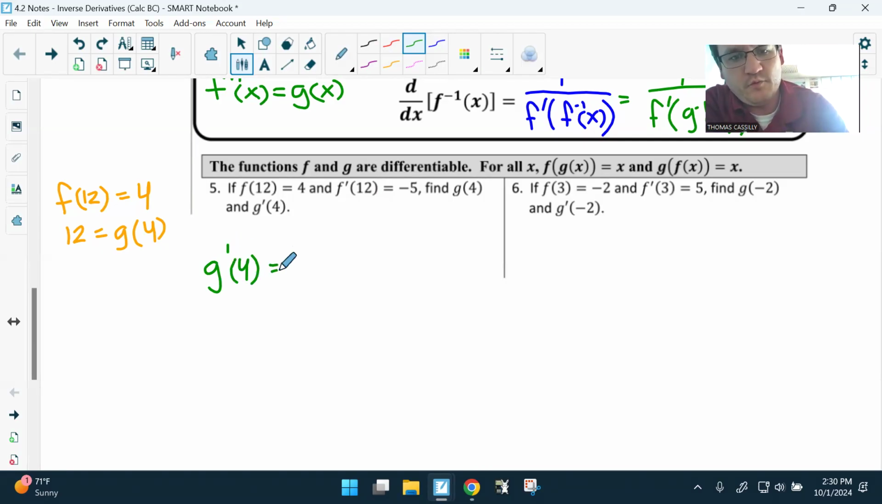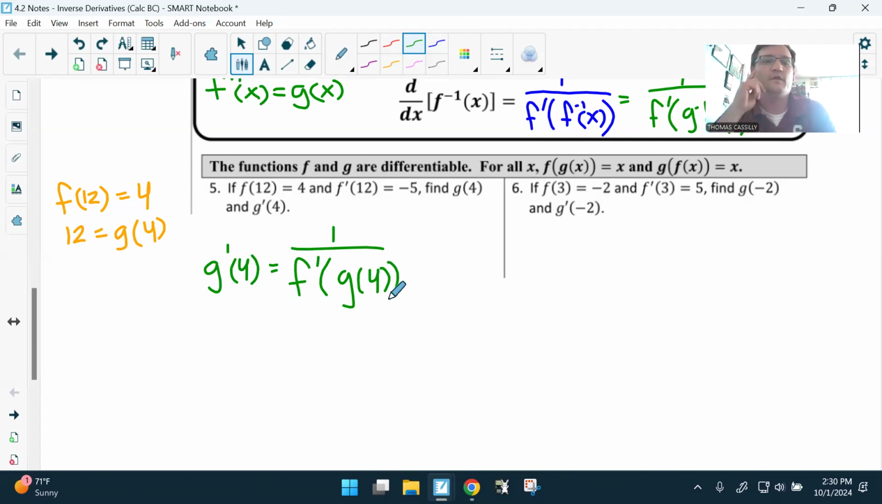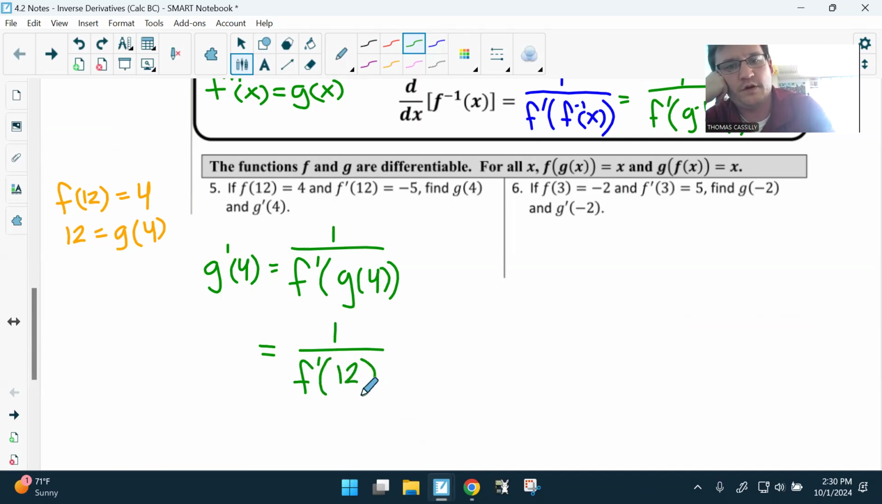this is going to be equal to 1 over f prime of g of 4. Now we know what g of 4 is. We said g of 4 is 12. So this ends up turning into 1 over f prime of 12. But we know what f prime of 12 is. f prime of 12 is just -5. So this turns into 1 over -5, or if you want to throw the negative on top, you call it -1/5, or throw it on the outside, that's fine too. And that's really all there is to these things.